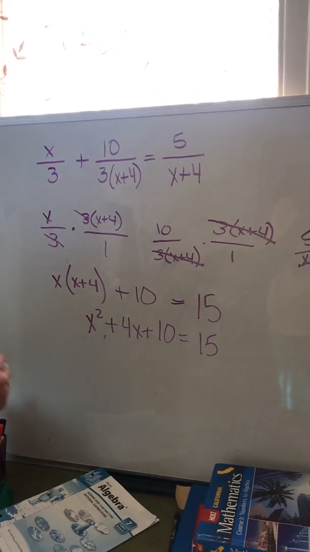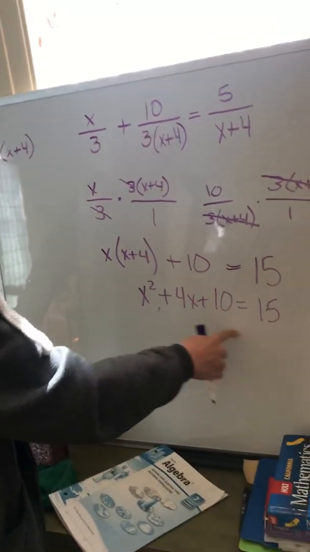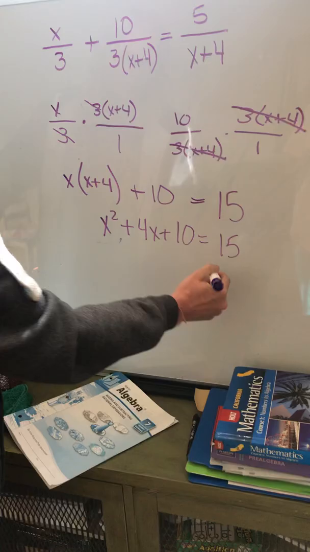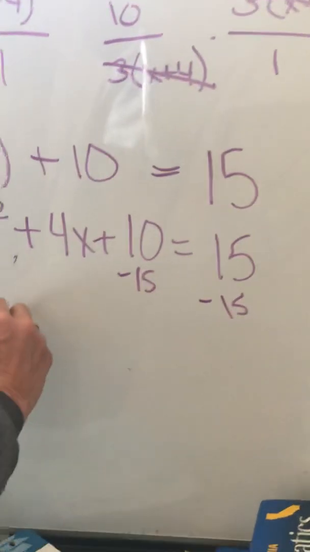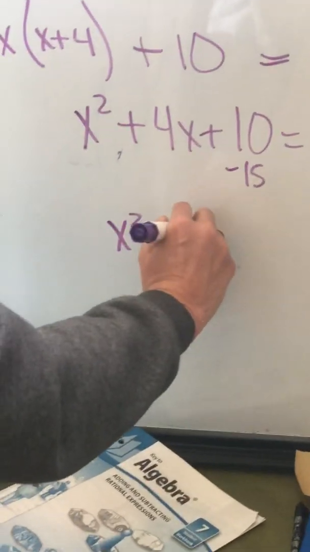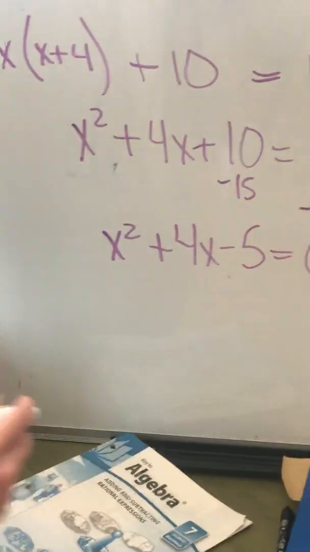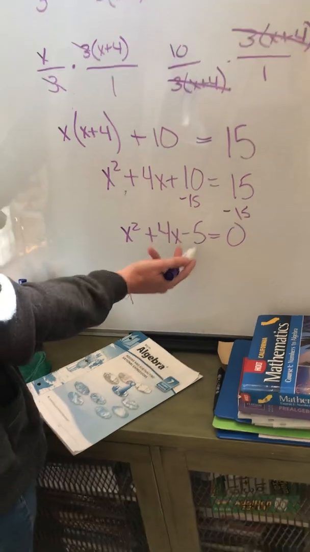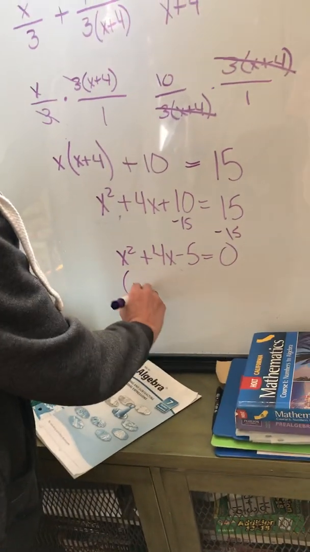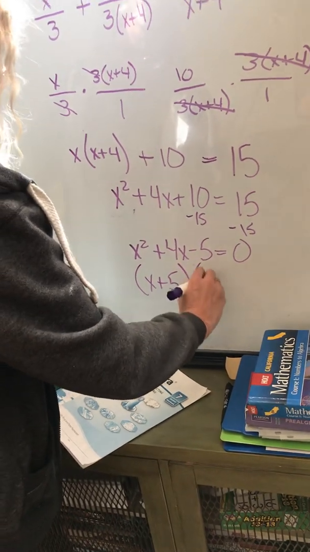Okay, I know that sometimes when I have an x squared, I can do my zoop. So I'm going to try it. I'm going to move this guy over here. It might not work. So negative 15 and negative 15, I'm going to end up with x squared plus 4x minus 5 equals 0. So can we factor this? The factors of 5 are only 5 and 1. It's going to be a negative and a positive, so I can factor it. It would be x plus 5 and x minus 1.